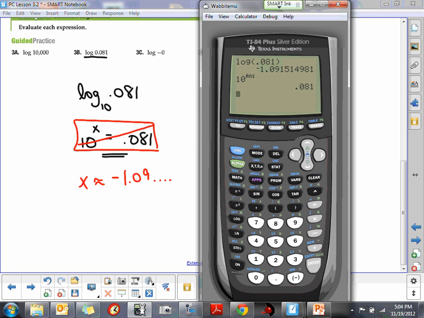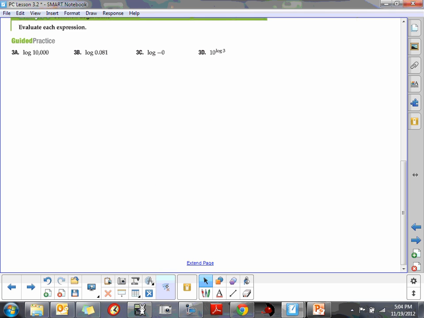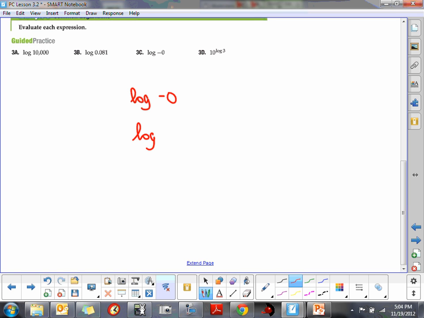Okay, so letter C. Letter C, it says, find the exponent that you raised 10 to get a negative 0, which negative 0 is kind of funny in the first place. There is no such thing as a negative 0. 0 is neither positive or negative, so what about 0? So what is the exponent I raised 10 to get 0? That's what this statement is saying. Find that exponent. Logarithms say go find exponents, and 10 to some power has to give you 0.